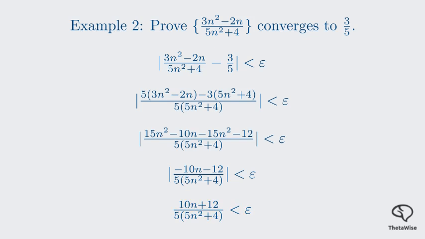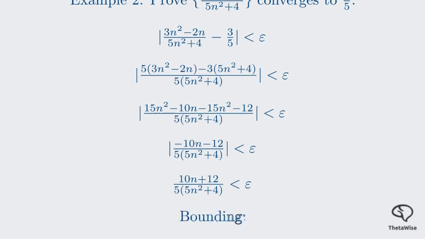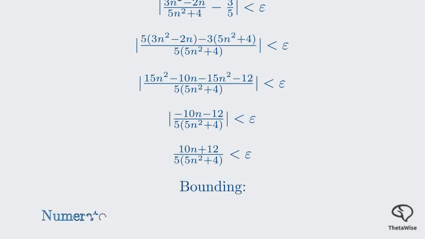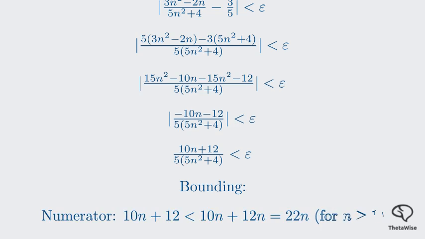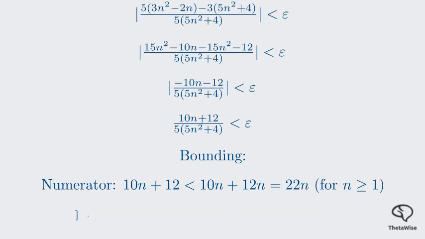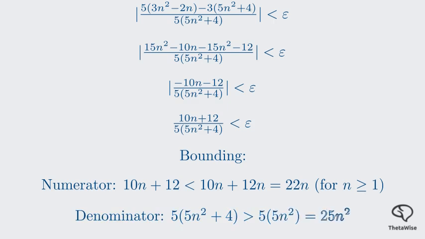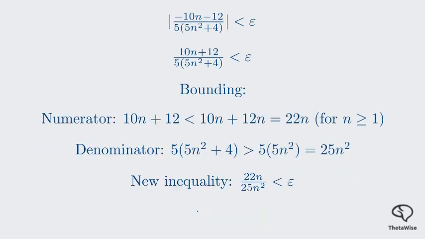This is where a key technique comes in: bounding. We're looking for an upper bound for the expression that's simpler and still gets us to our goal. We can see that 10n plus 12 is less than 10n plus 12n, which is 22n. This is an overestimate, but it's okay because we want the expression to be less than epsilon. In the denominator, 5n squared plus 4 is clearly greater than 5n squared. So, our new, simpler inequality is that 22n over 5 times 5n squared is less than epsilon.